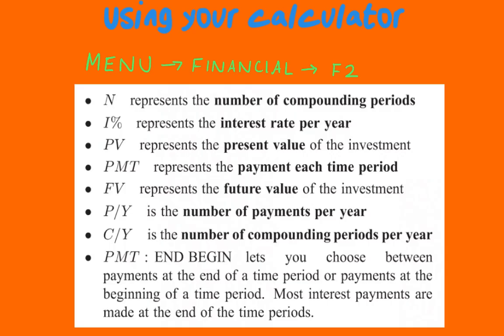So let's look at how to use our calculator, and then we'll come back and do the questions in the booklet. So the first thing you need to know is that there's a financial maths section on your calculator that you can access by pressing Menu, Financial, and F2 to access the compound interest section. So I'll give you a moment now to get your calculator, press Menu, Financial, and F2.